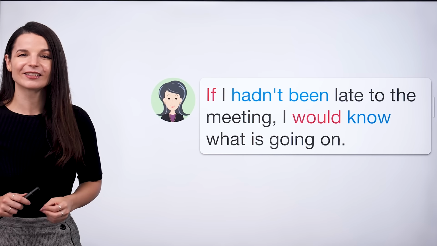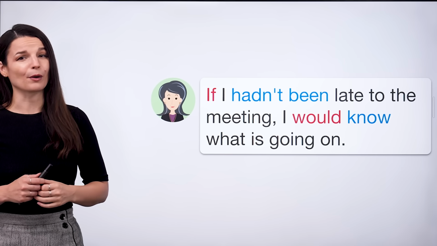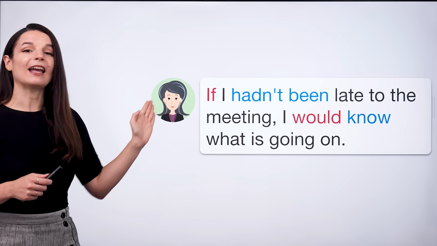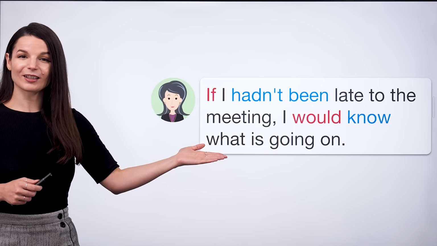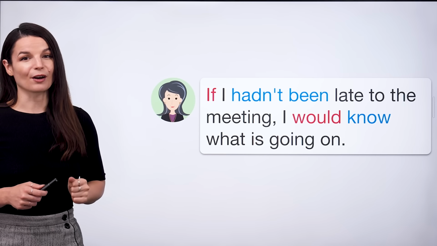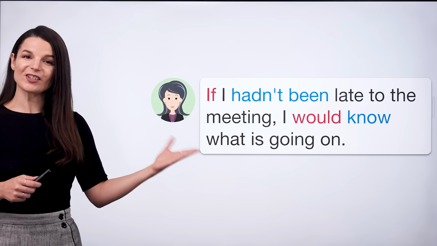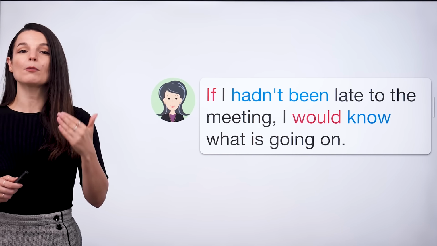Let's try one more. If I hadn't been late to the meeting, I would know what is going on. Here, the if clause is first. If I hadn't been late, a past perfect structure. The result clause is I would know what is going on, using would plus base verb. This matches the first pattern. The speaker missed something important because of a past action.